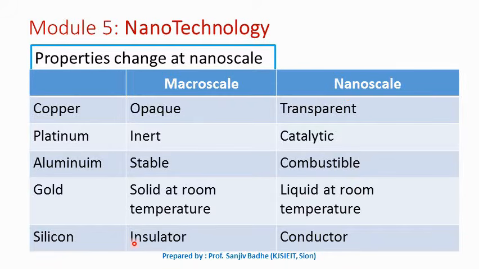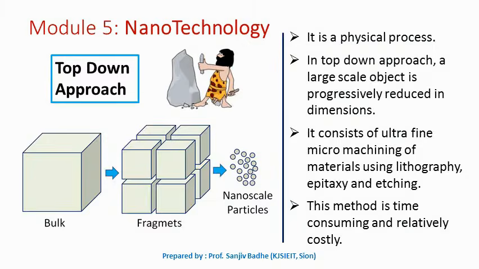temperature. Silicon, insulator at macroscale, becomes conductor at nanoscale. In addition to this, there are many more materials which change their properties when they are reduced to the nanoscale. These are some of the examples. Now we have understood that when the material is reduced to the nanoscale, its properties change. Now let us see how to produce the nanomaterials.